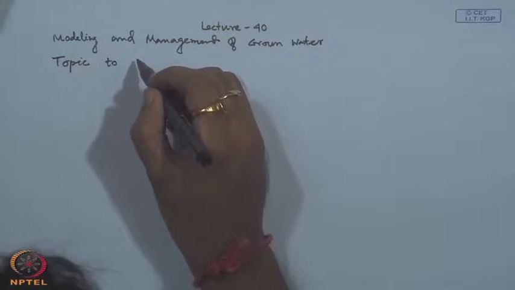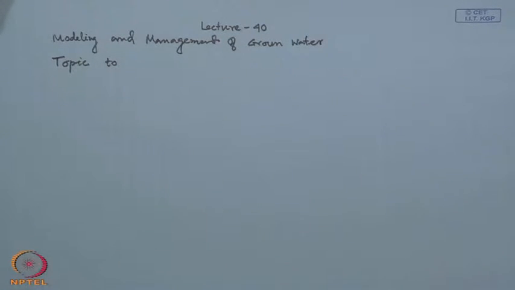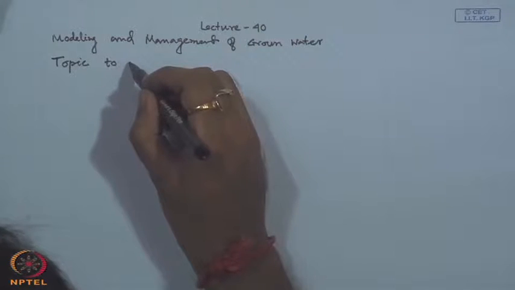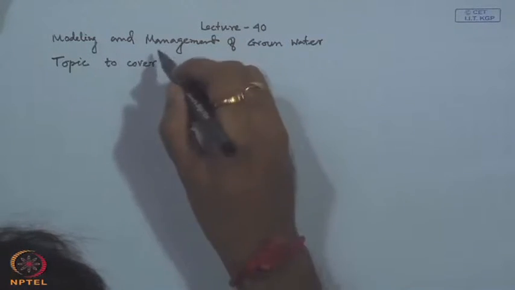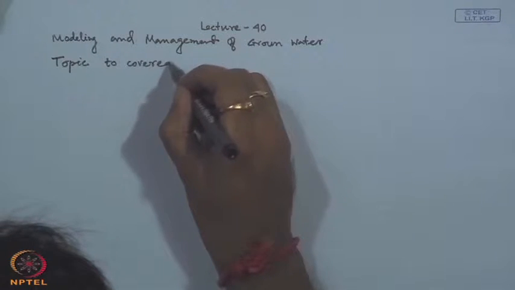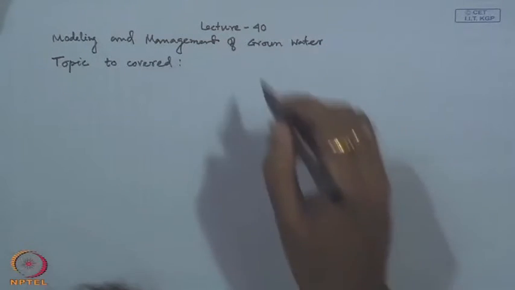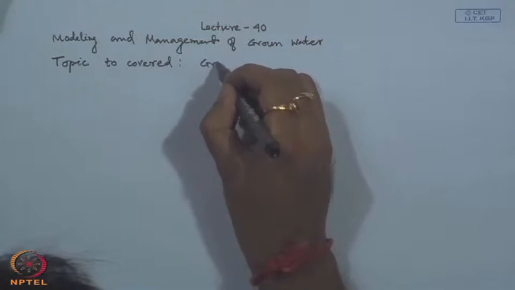In lecture 39 we talked about conjunctive subsurface modeling with surface water for the overland flow case, and we have already talked about vadose zone flow. So, in this particular lecture we will talk about groundwater surface water interaction.